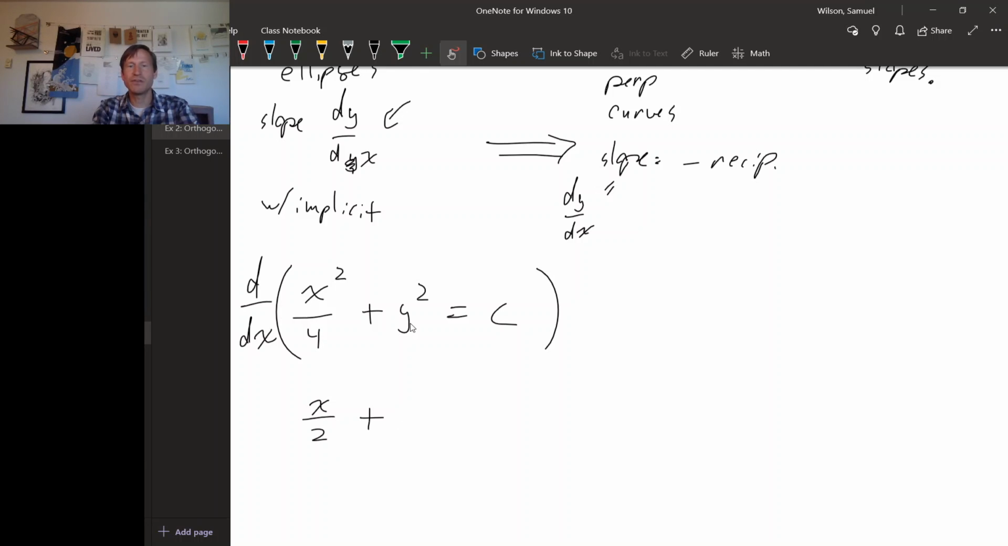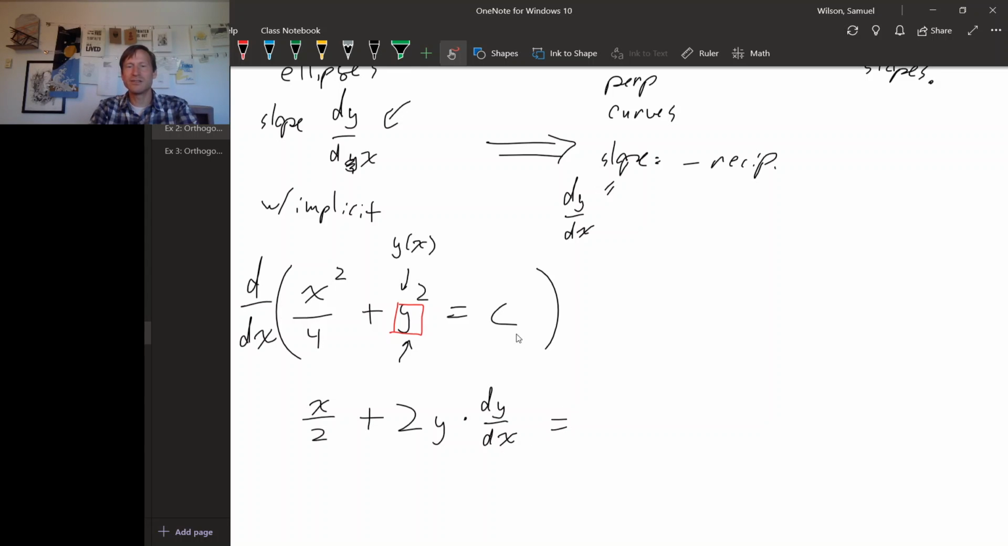Now the derivative of y squared: remember, y is secretly a function of x, and so we have to do the chain rule here. There's an inside and an outside. The outside part is the squaring, so the derivative of a square is 2 times the inside to the first power, but then we have to multiply by the derivative of the inside. The inside is y, so the derivative of y is dy/dx.